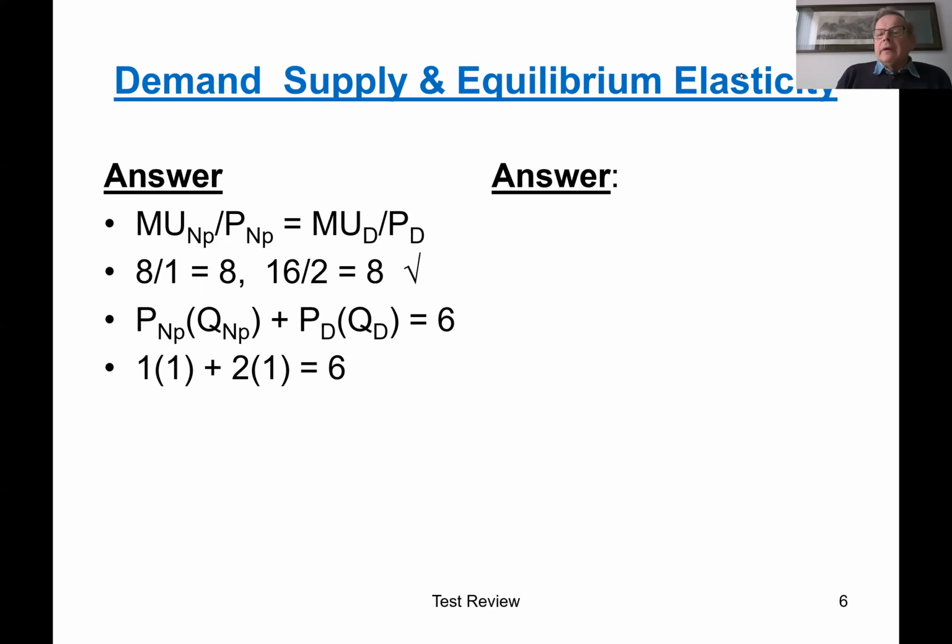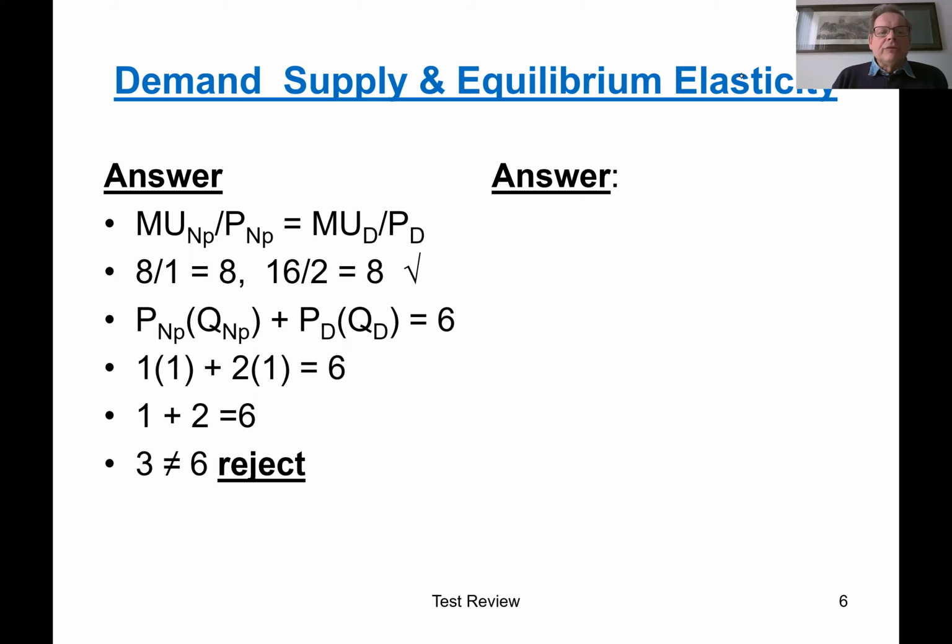The price of the nail polish is $1. I've consumed the first nail polish. And to that, I will add the price of the dress, multiplied by the number of dresses consumed, which is 1, and that must equal 6. So 1 times 1 plus 2 times 1 is equal to 6. 1 plus 2 is equal to 6. 3 is not equal to 6. Therefore, I will reject it.